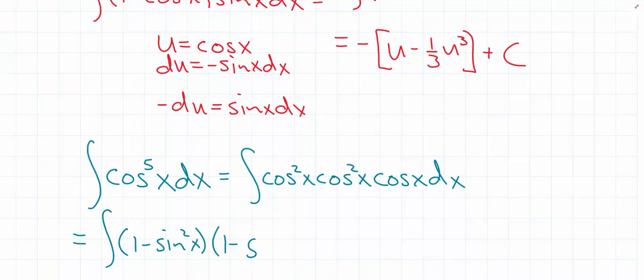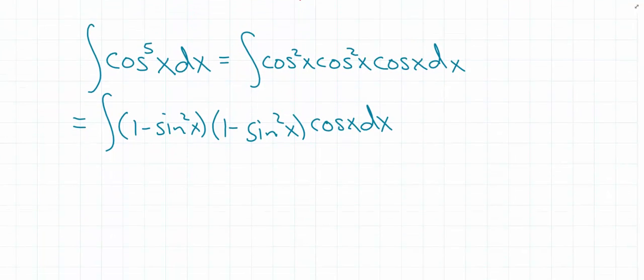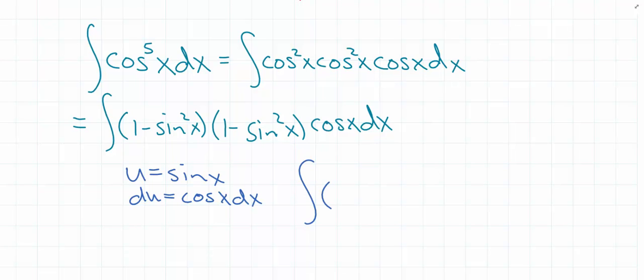1 minus sine squared x, cosine x. Now, you can see that this is an integral that we can work with, because I could say, well, let u be sine x, then du is cosine x dx. And now we have 1 minus u squared du.